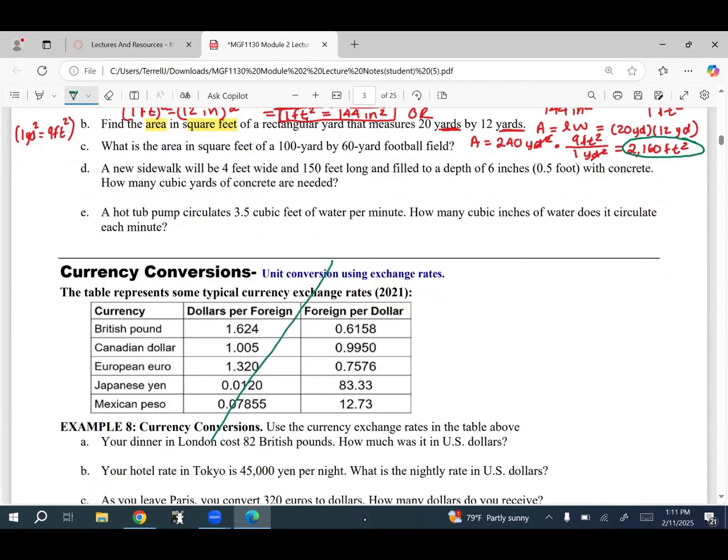We are not going to do these currency conversion problems, so they have been removed from the homework and your quiz and your test, so you don't have to worry about this example.